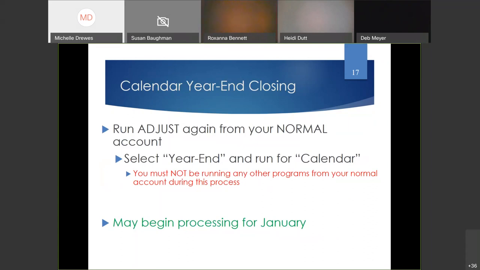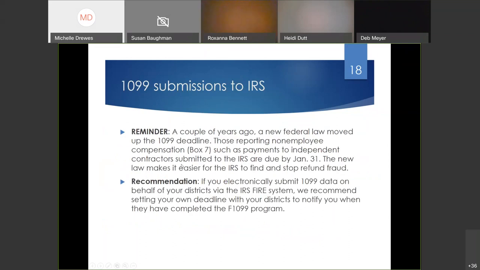So all of their calendar year to date amounts on the accounts, and their vendor year to date amounts, will all get wiped out and set to zero to begin the next calendar year. Once they're finished with this, they can proceed with processing in USAS for January. Any questions about those month-end procedures or calendar year-end? Okay, I know it's basically review for most of you.